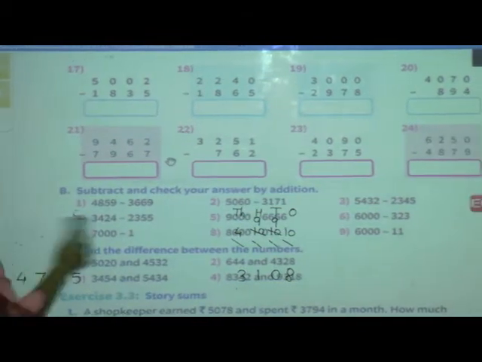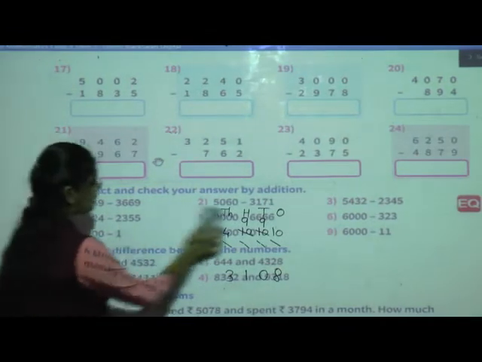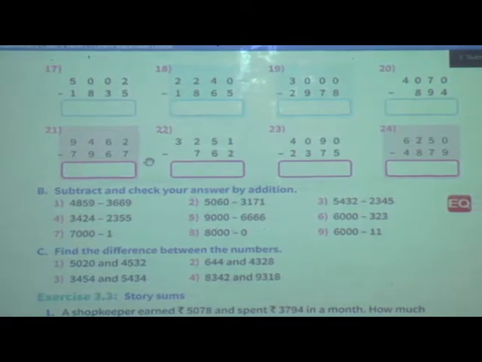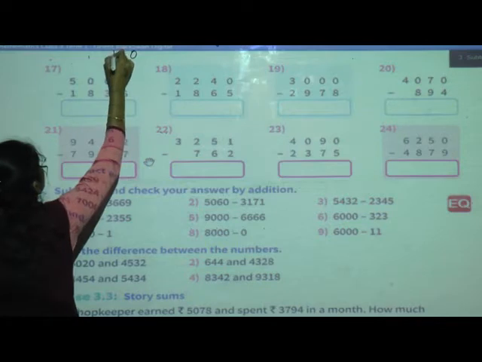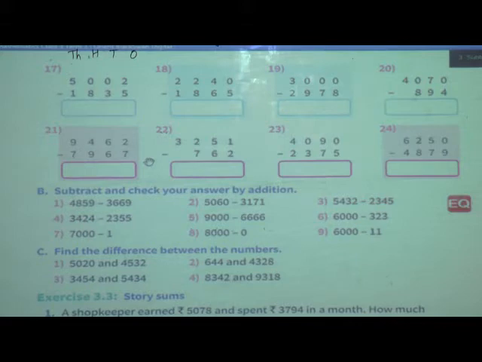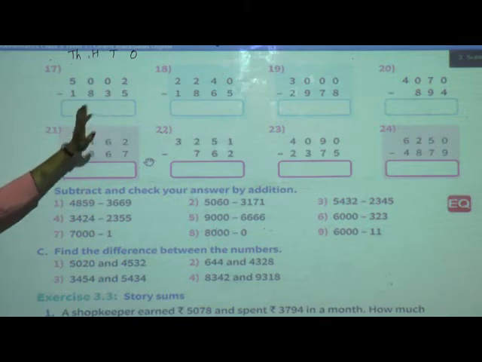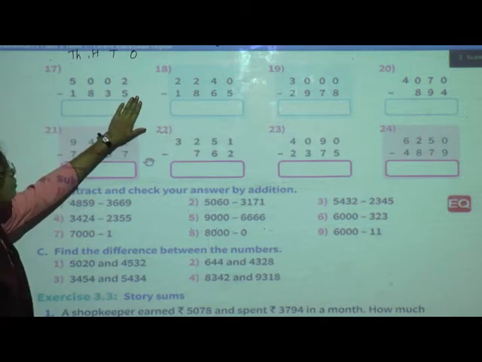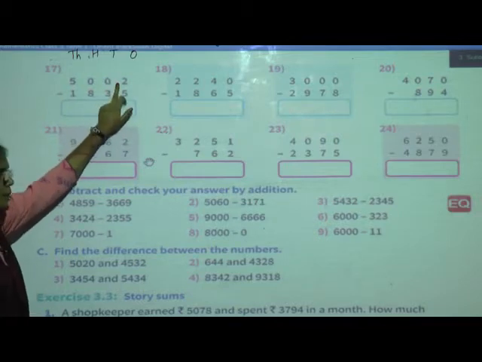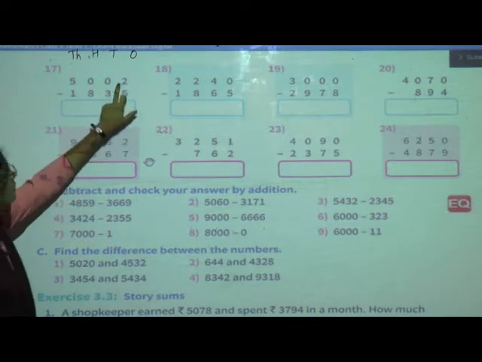Okay, read the number. What are the numbers in 17th example? 5002 minus 1835. So see students, first of all we will write their places: ones, tens, hundreds and thousands. See the ones place column. In the first number there are 2 ones and in another number there are 5 ones. 2 minus 5. Can we do 2 minus 5? No. Why? Because 2 is smaller than 5 and from a smaller number we can't subtract a greater number. So 2 minus 5 we can't do.